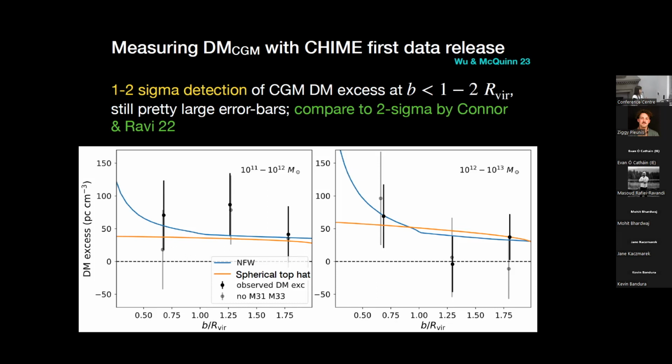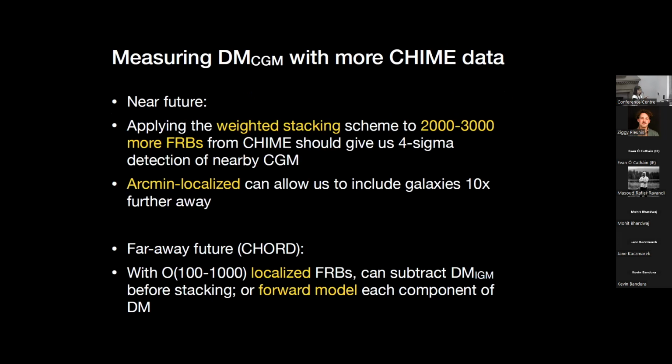But I want to stress that because you know nothing about the localization in CHIME and you have such a large localization error, the weighted stacking scheme is actually going to be very important if we want to push this method forward to using more CHIME data to measure the DM from the CGM for these nearby halos.